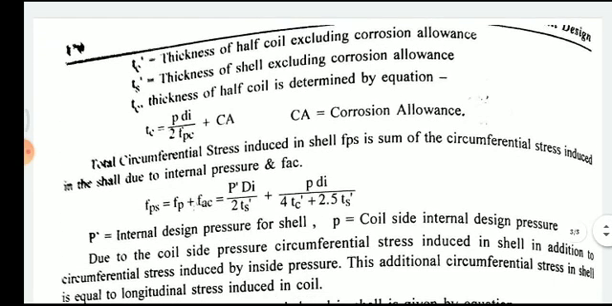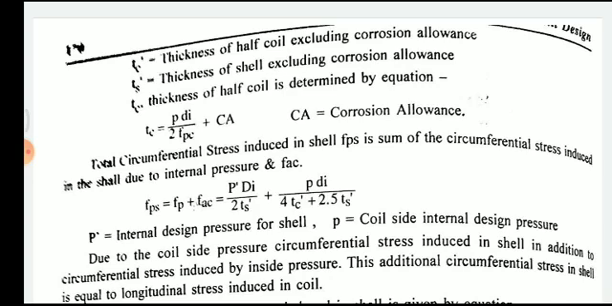CA is the corrosion allowance, and the total circumferential stress induced in the shell, fes, is the sum of the circumferential stress induced in the shell due to the internal pressure and fac. So write down both equations.